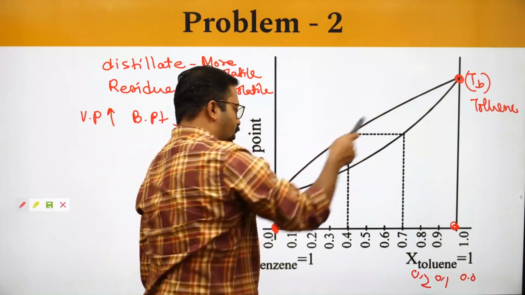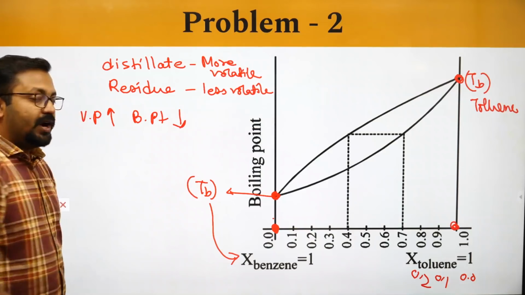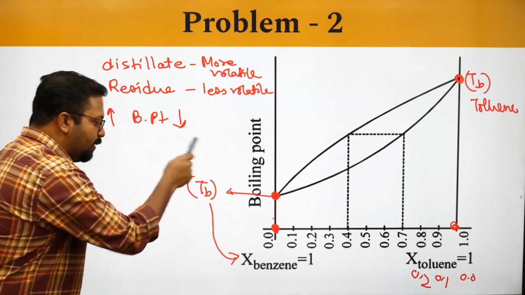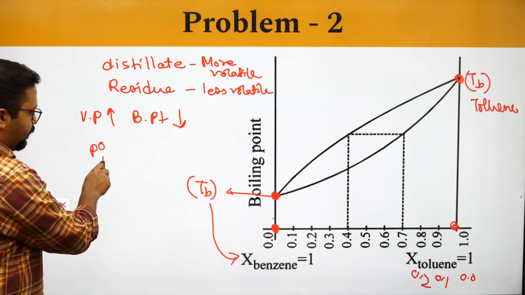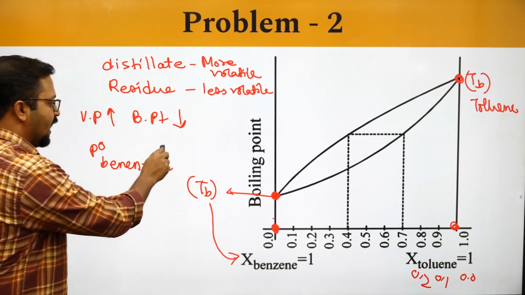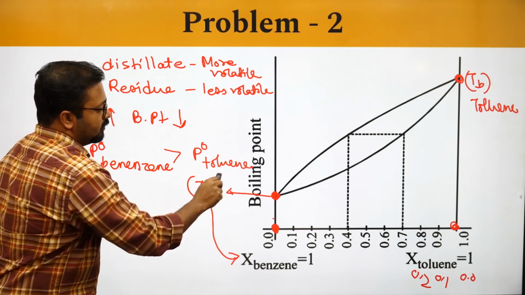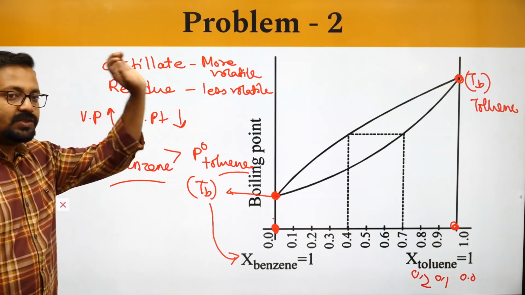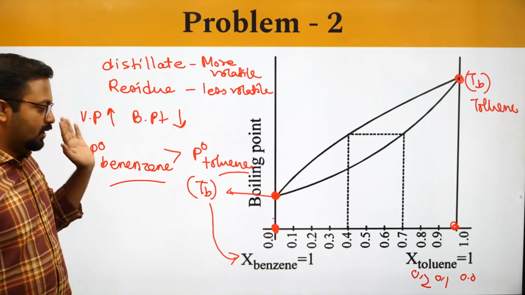This is the boiling point for toluene. This is the boiling point for benzene. So if we look at the boiling points, whose vapor pressure is higher? Boiling point of benzene is lower. So that means vapor pressure for pure benzene is higher than vapor pressure for toluene. Is this clear? Vapor pressure for benzene is more than the vapor pressure of toluene. ये बिल्कुल clear हो जाना चाहिए आपको, ठीक है?